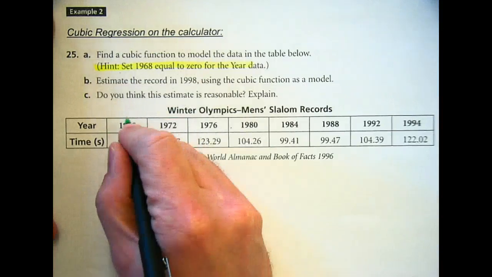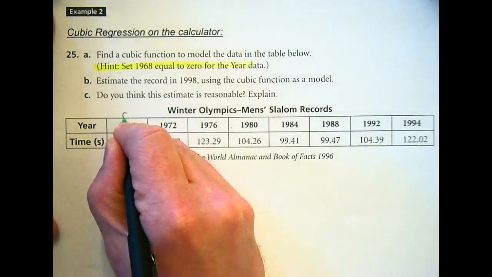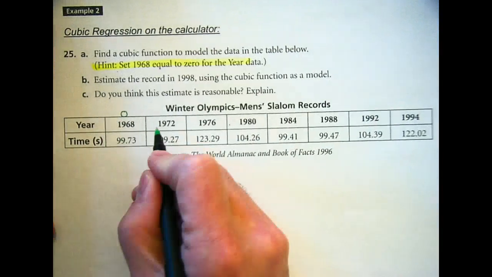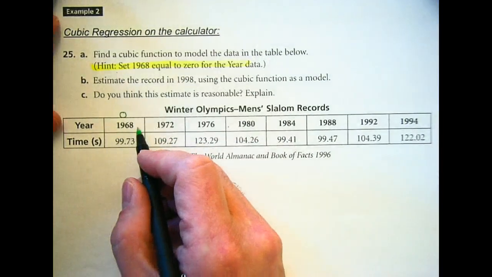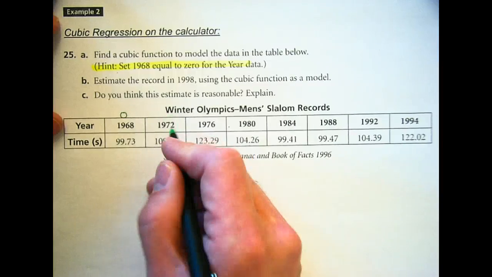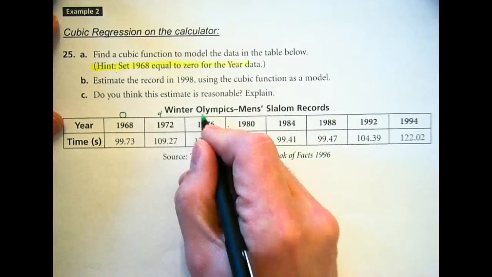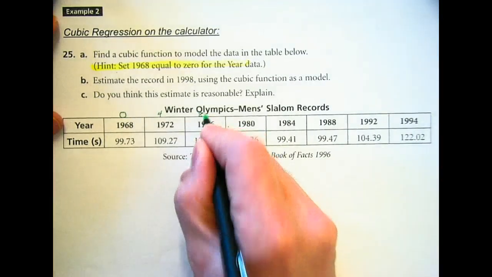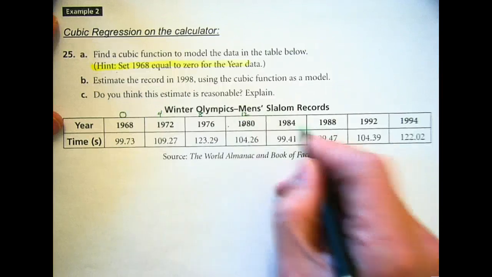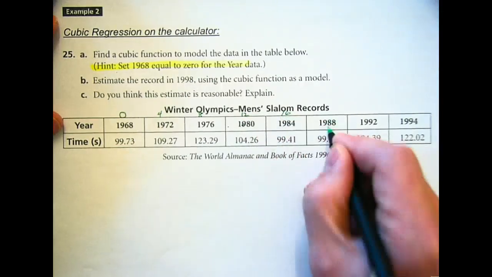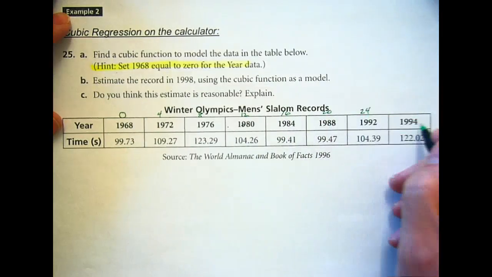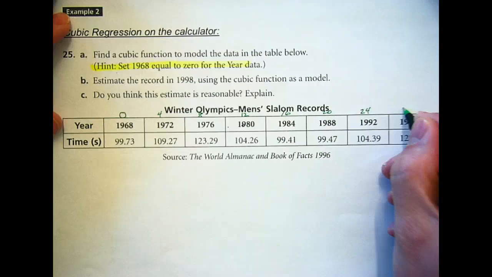Okay, so rather than having 68, we actually have year 0. Okay, which means 1969 is year 1, and 70 is 2, and 71, and 72, and 76, 8, and 80, 16, 12, 12, and 84, 50, and 88, and 92, and 94, 26.